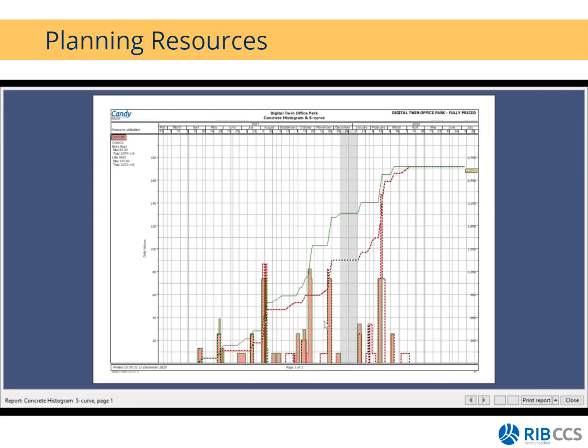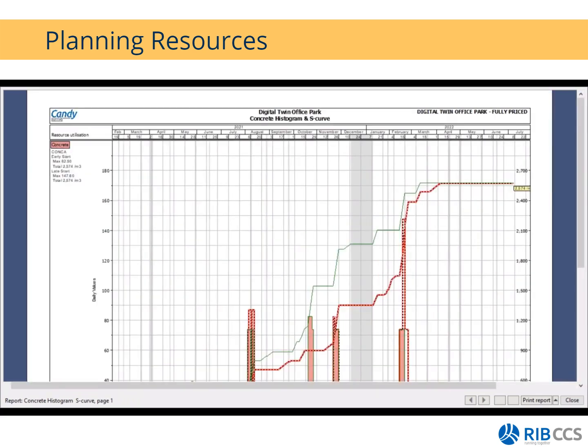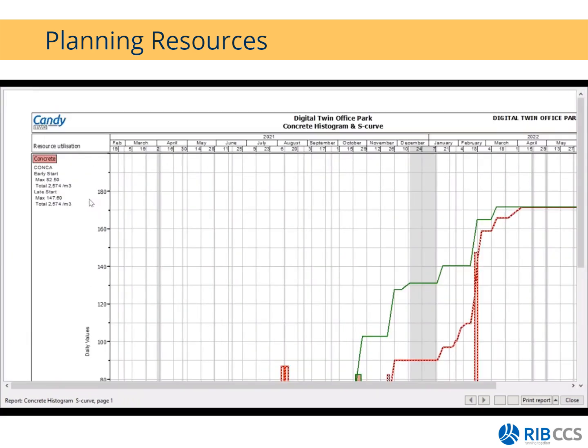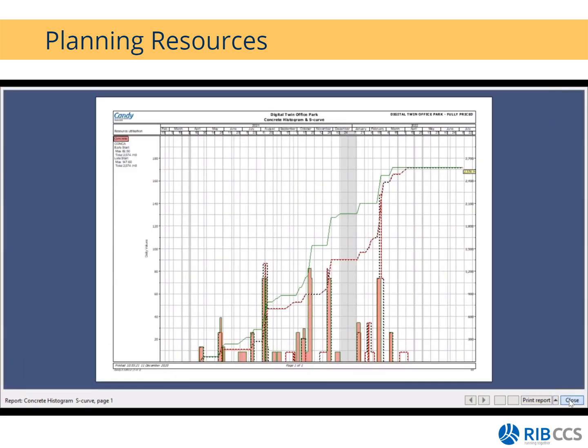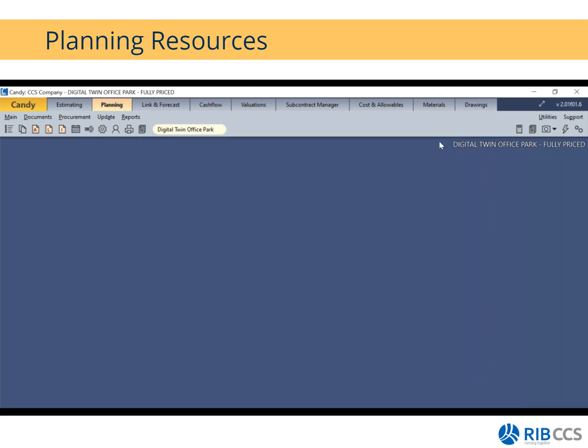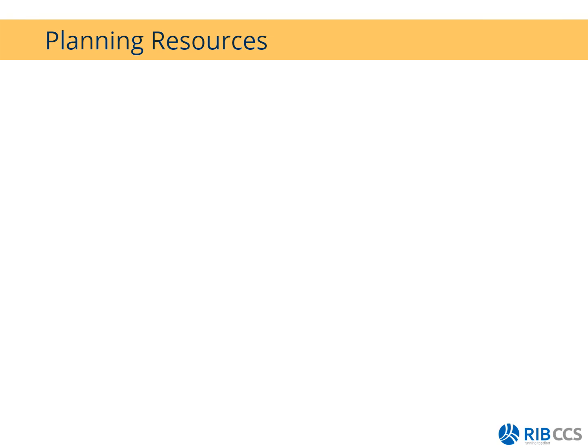If I print that out, you'll see what that looks like. Again, if I zoom in on the left-hand side of the screen, you'll see what the maximum is at early start, what the quantity is at late start, as well as my total value. In this case, we have a total of 2,500 cubes of concrete. All right. Okay, so that brings us to the end of our resources.